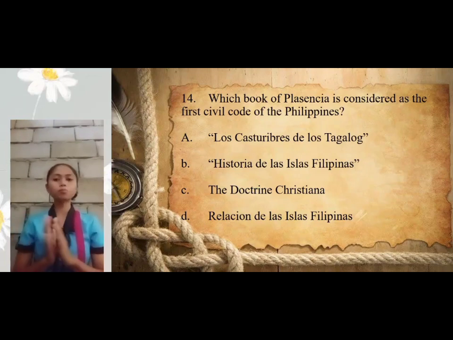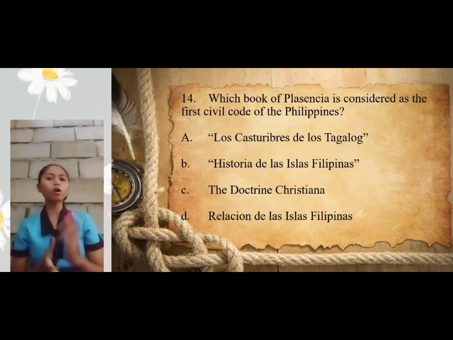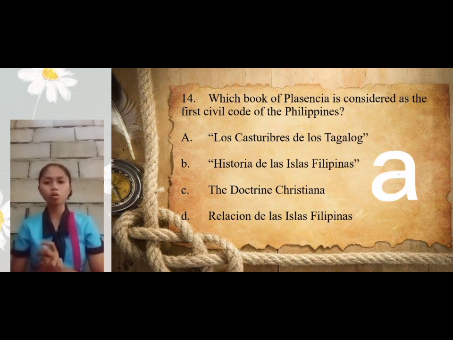Now, let's proceed to number 14. Which book of Plasencia is considered as the first civil code of the Philippines? So the answer is letter A, Los Costumbres de los Tagalog. So when we talk about the Historia de las Islas Filipinas by Fray Joaquin Martinez de Zuniga. When we talk about Relación de las Islas Filipinas, published in the Philippines in 1600 by Pedro Quirino, translated by Ramon Echevarria.